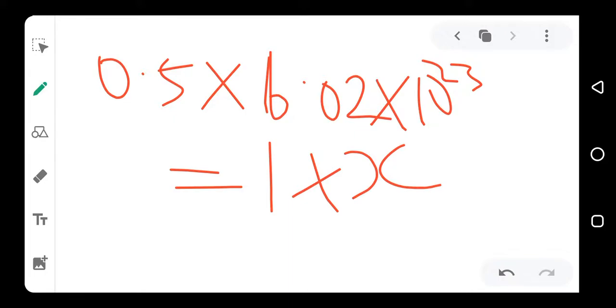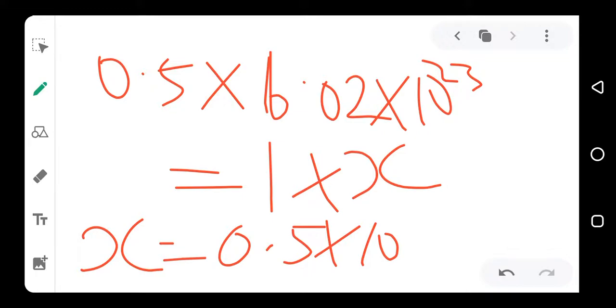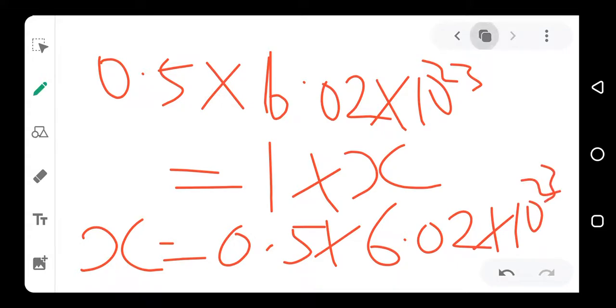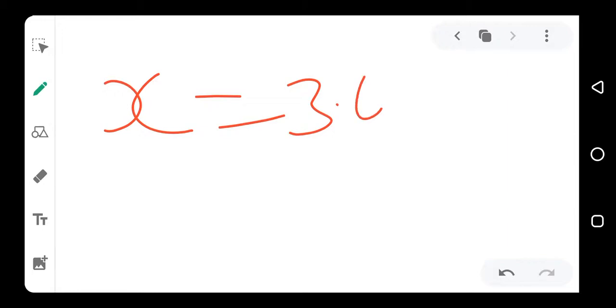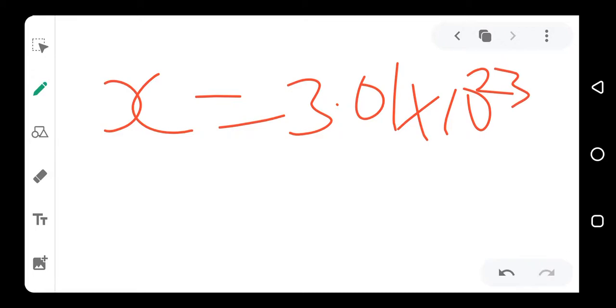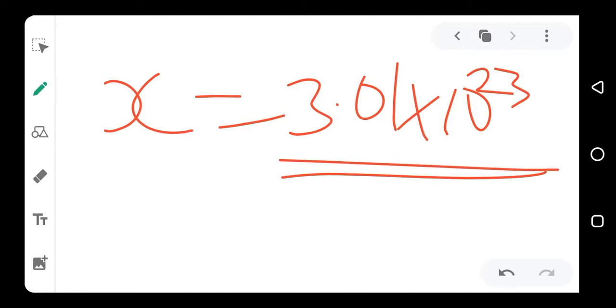So what this means is that x is equal to 0.5 times 6.02 times 10 raised to power 23, and then x is now equal to 3.01 times 10 raised to power 23 particles of the chlorine ions. So this is the answer for this.